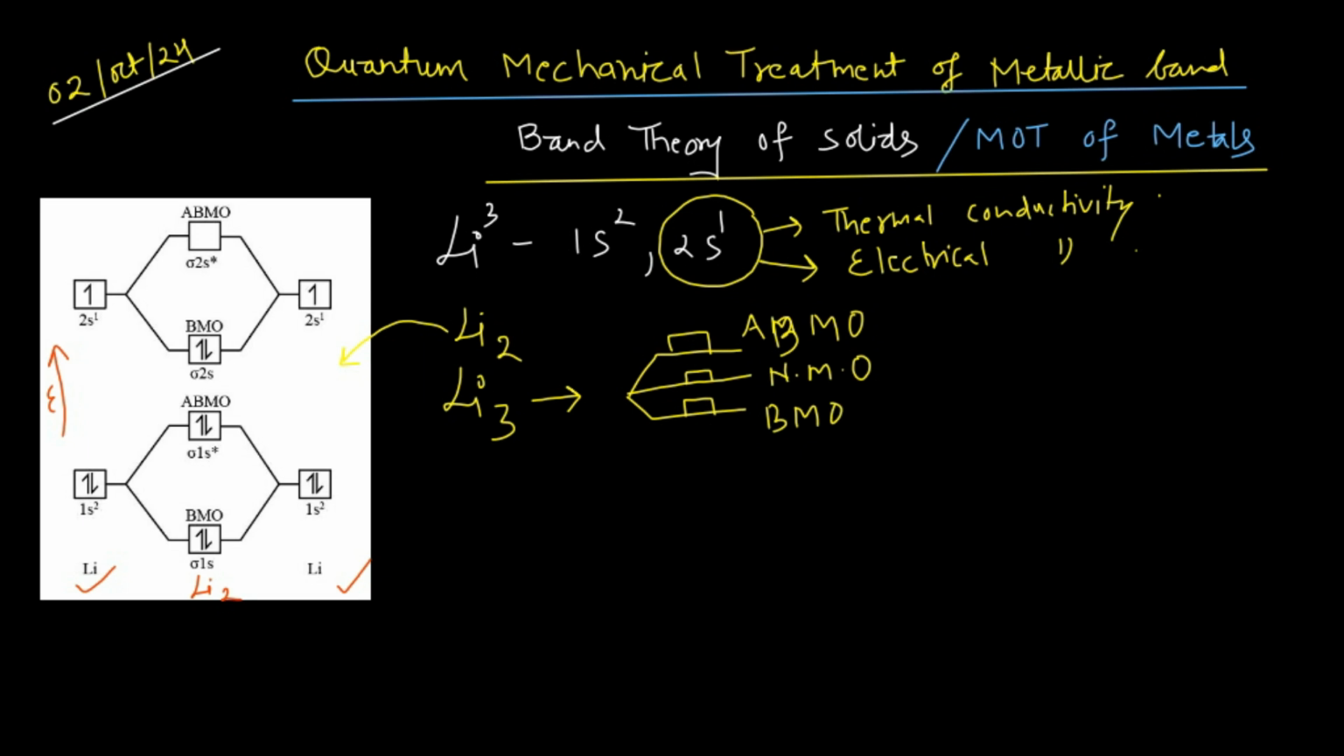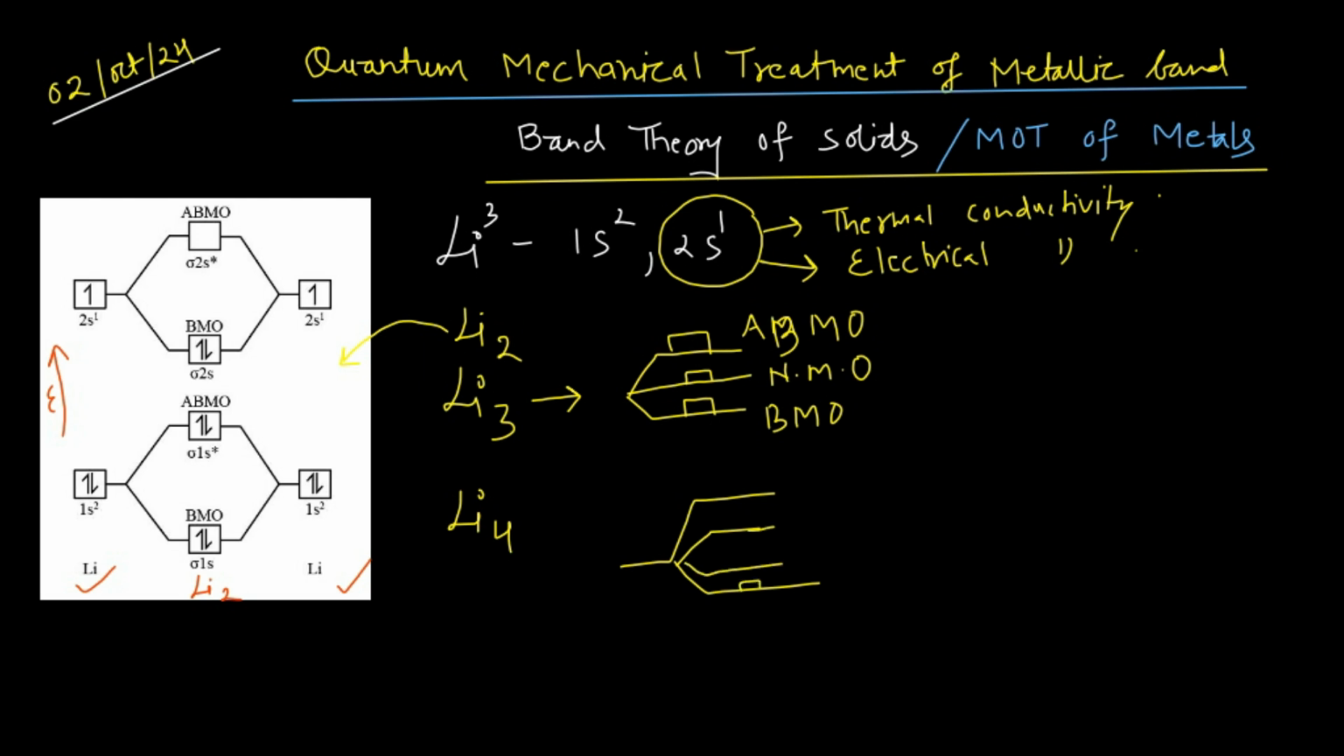and this one is the BMO, bonding molecular orbital. Now suppose you have lithium 4. When you have lithium 4, then according to molecular orbital theory, you will have 4 such molecular orbitals, right?